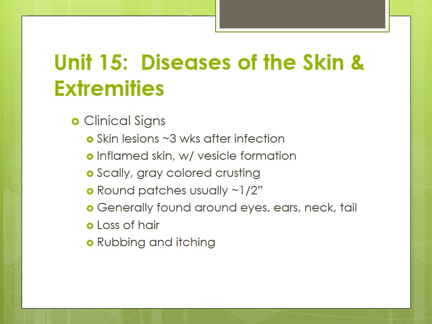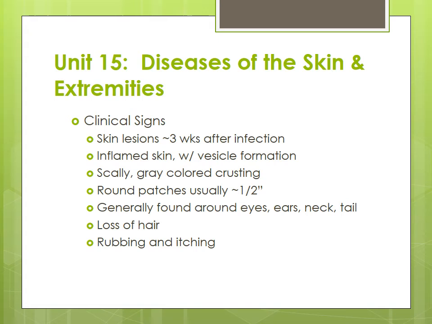Clinical symptoms: you'll see some lesions develop for about 3 weeks after the infection. That inflamed skin will cause these little pimples or blisters with vesicle formation on them. Then it'll turn kind of a scaly gray color and crust over. The patches are usually about a half an inch in size, but obviously many of them can be much, much larger than that. Most often found around the eyes, ears, neck, or tail.